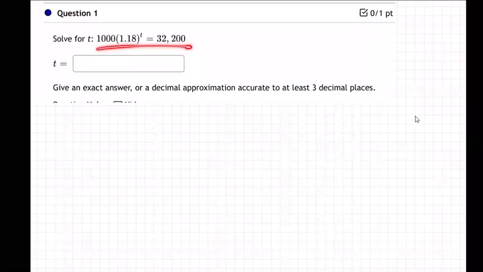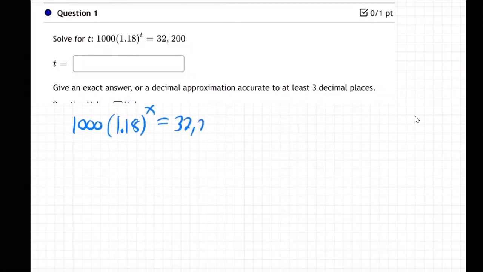Okay, solve for t. So they're giving us this equation. I'm going to make it an x actually because my t's look like pluses and it's hard to tell them apart. Let's make it an x. Same deal. So we're trying to solve for x.